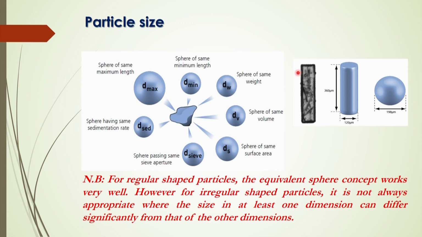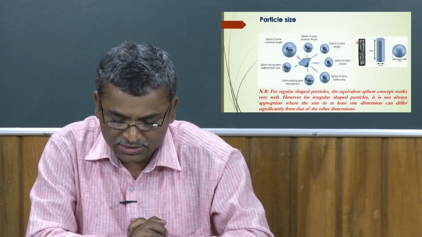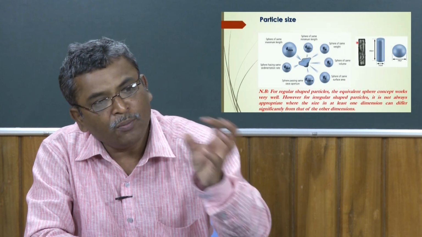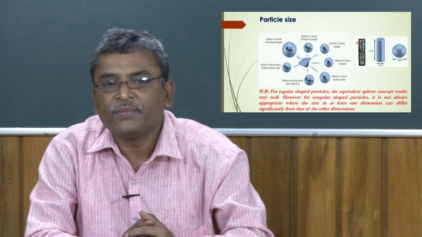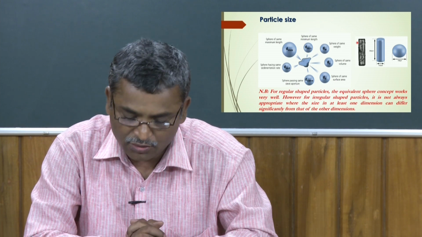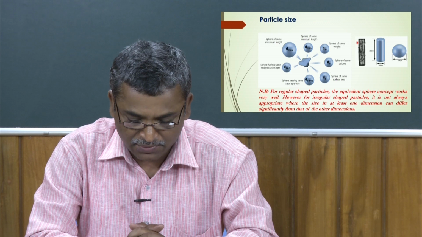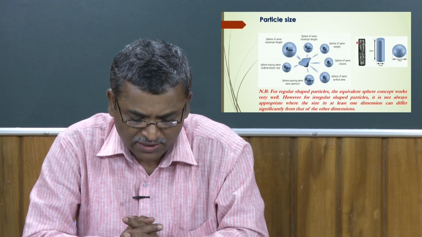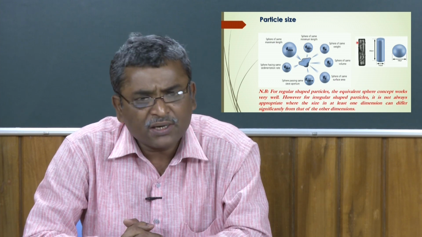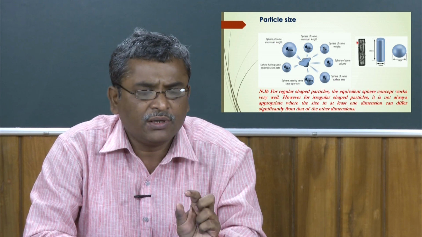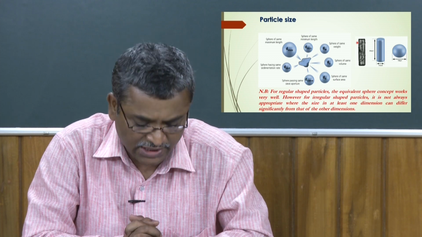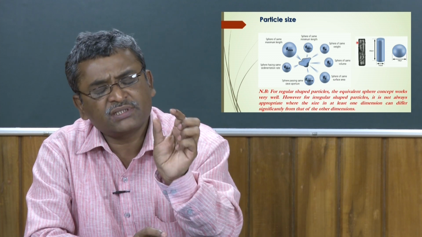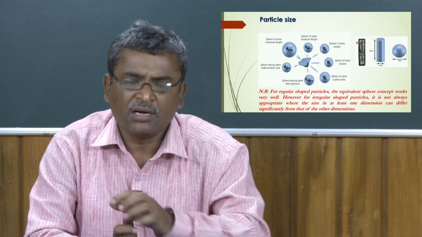Also a sphere of the same surface area is very important. If particles of different shapes are there, you compare the surface area and make it an equivalent spherical surface area, then you can represent the size of the particle. That is represented by ds. Another important one is the sphere passing the same sieve aperture; the sieve aperture will represent the particle size.